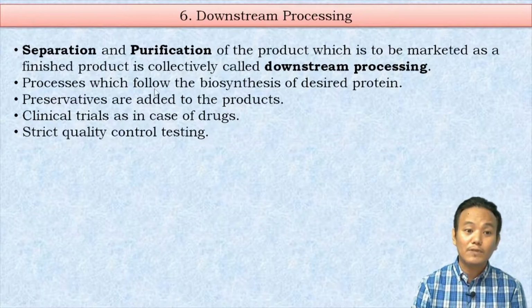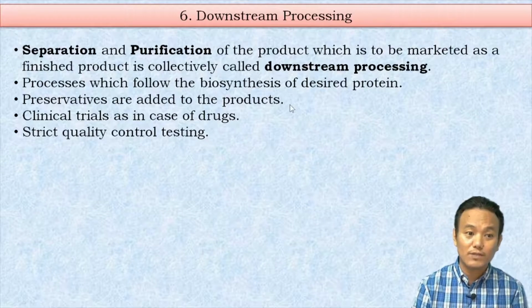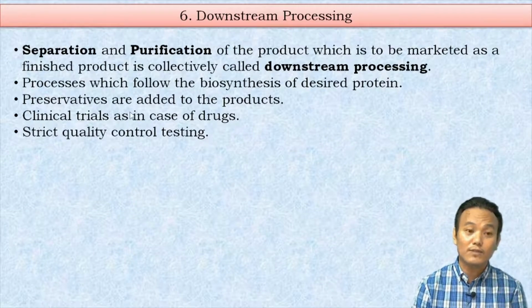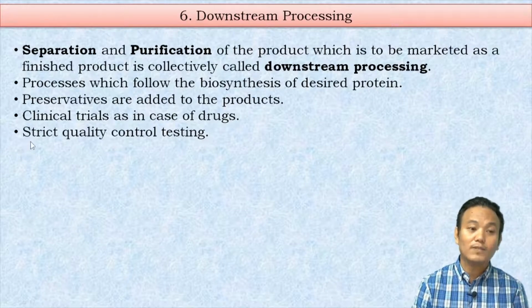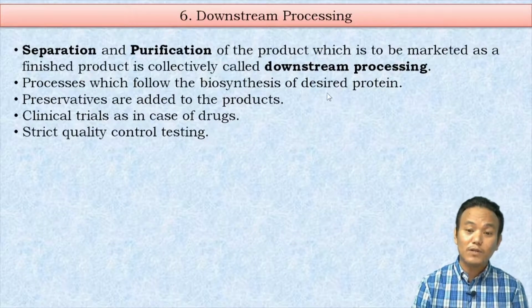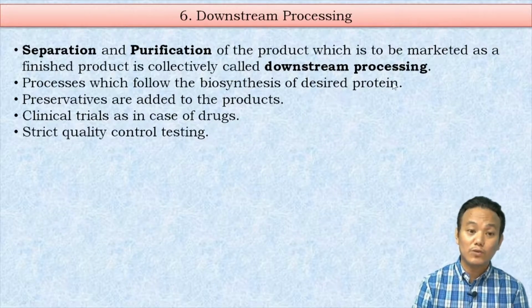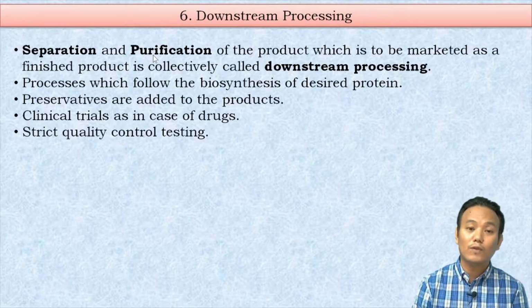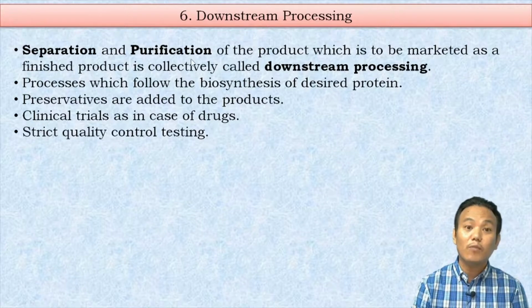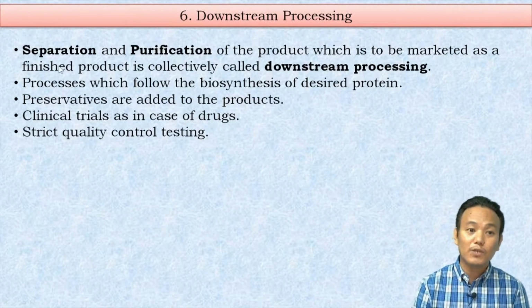And then we have to add preservatives to the product so that the product shelf life increases. And then there are clinical trials which the product has to undergo if the product has to be used as medicines or drugs. And then there is always a strict quality control measure for such products, because such products are to be used by human beings. If they are used for treating some kind of disease, as in medications, they need to be of very good quality. They need to be pure. So the downstream processing becomes important in that particular regard. So separation and purification, they are collectively called as downstream processing.